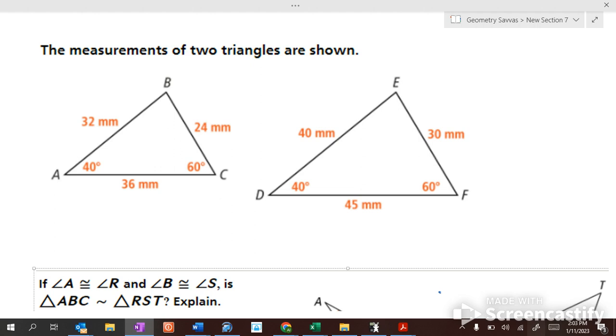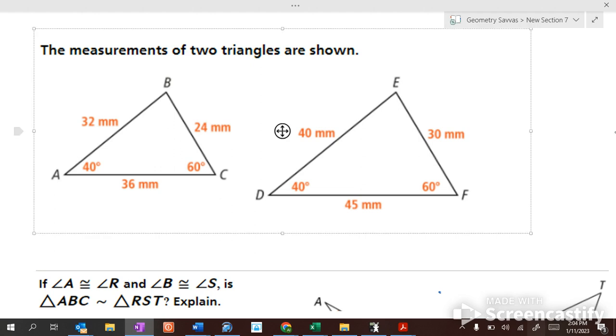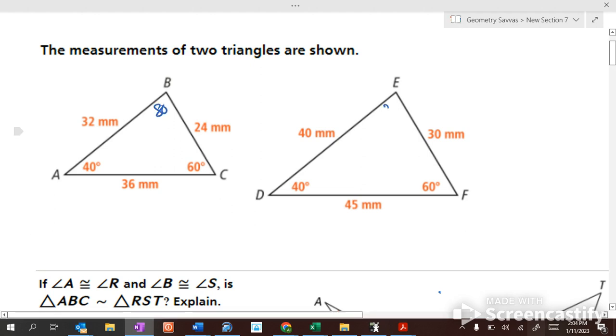40 is congruent to 40, 60 is congruent to 60. What are the two missing angles? 80 and 80, because there's 180 degrees in every triangle. So 80 and 80. So all the angles of the triangles are congruent. Yeah. So now we've got to check if the sides are proportional.